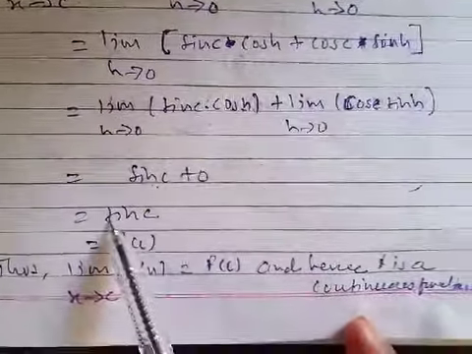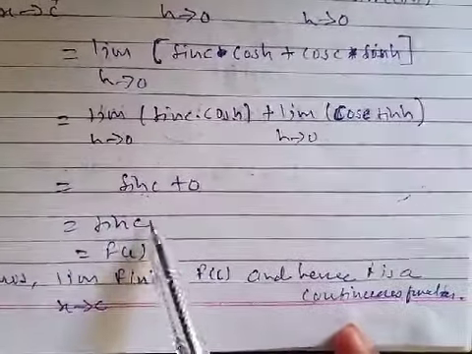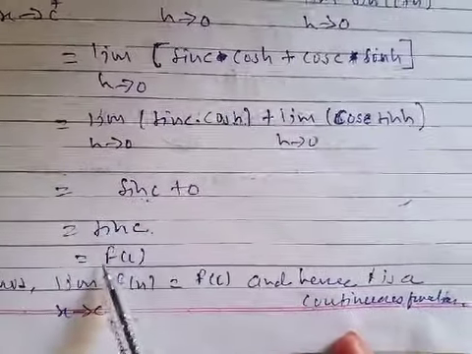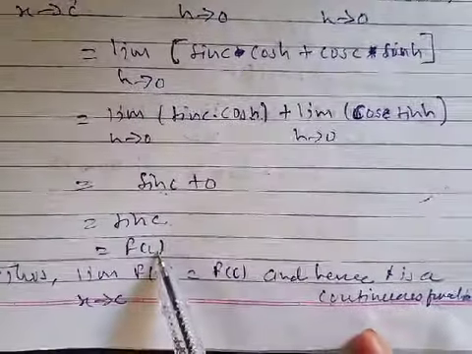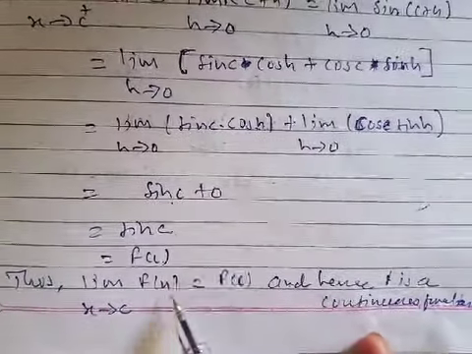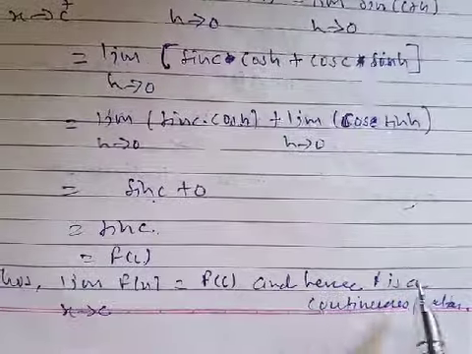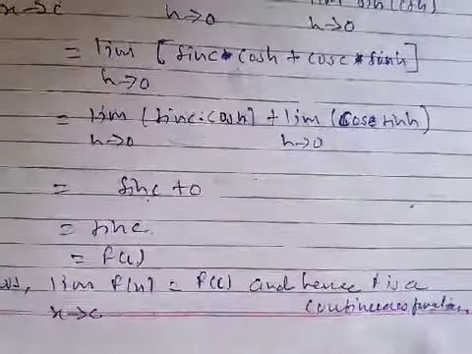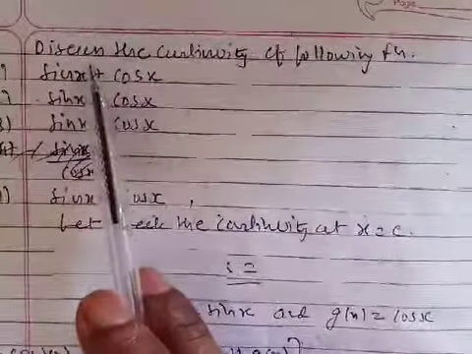So what do you get? Sin c. What is sin c? c is a constant, so it can be written as f of c. So what we proved: limit x tends to c, f of x is equal to f of c, hence the function is continuous at x = c. Let's take a few more examples.